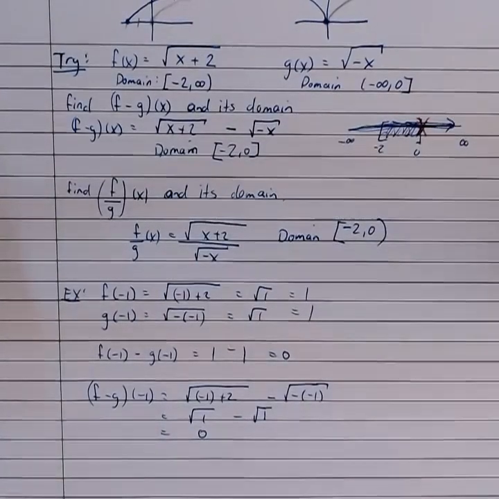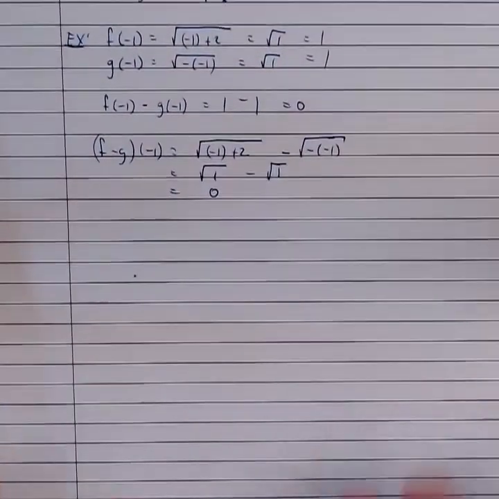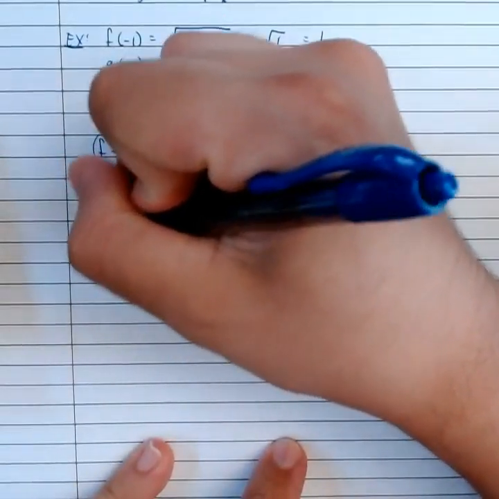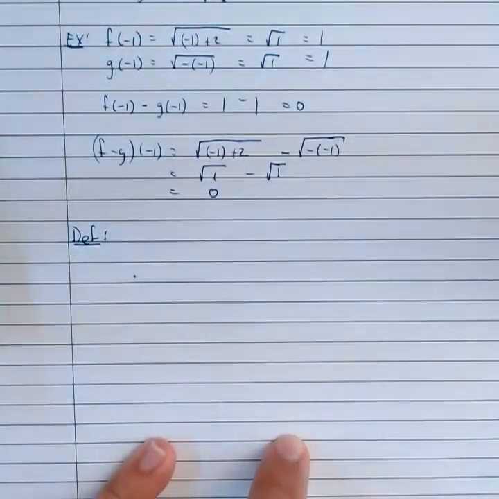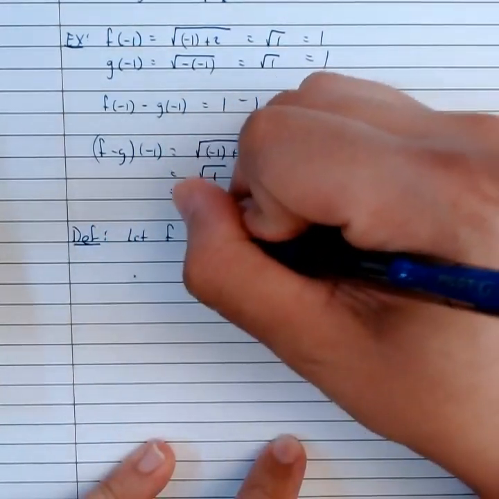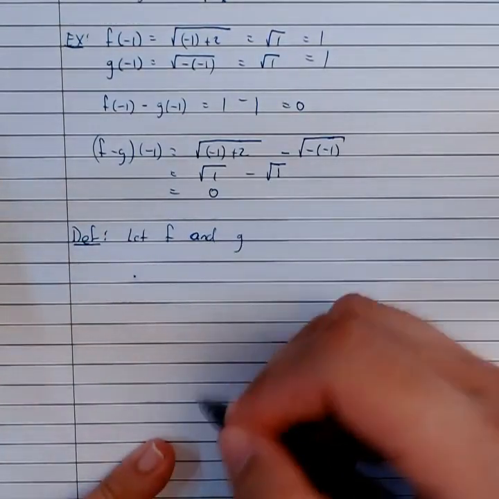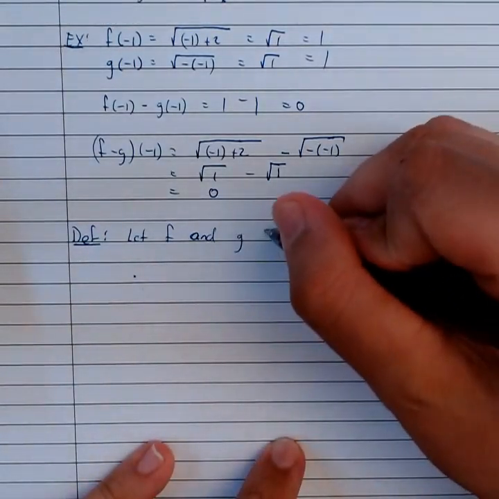But now let's take a look at a fifth type of operation, which is a little different from what we're used to. This will be our last kind of operation. It'll be different from addition, subtraction, multiplication, or division. This is called composition. So let's go ahead and define what we mean by that. Again, we're going to start off with two functions. So let f and g be functions. And they'll have their own domains, which we'll talk about here in just a moment.